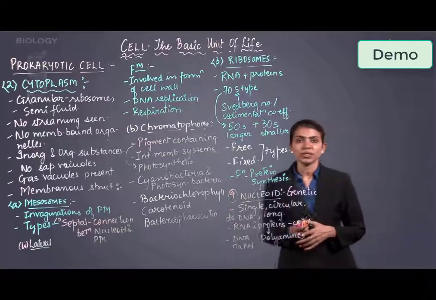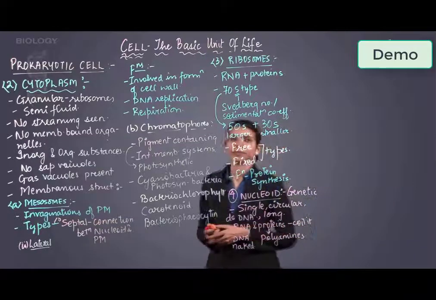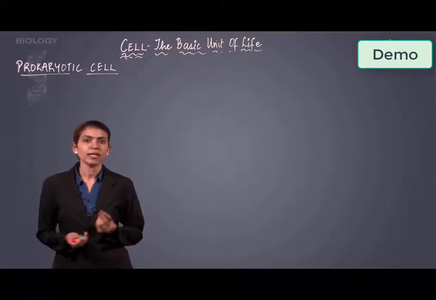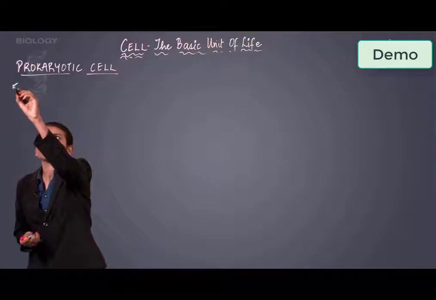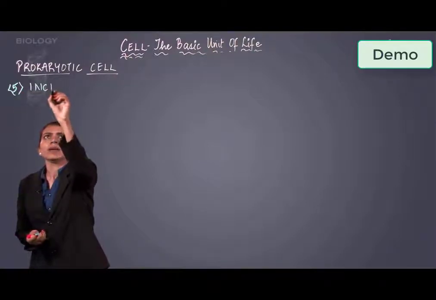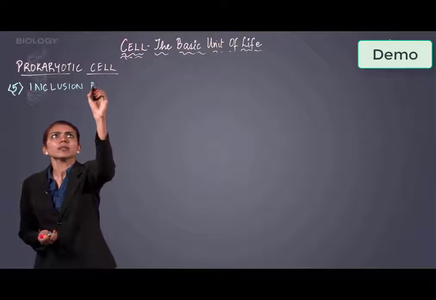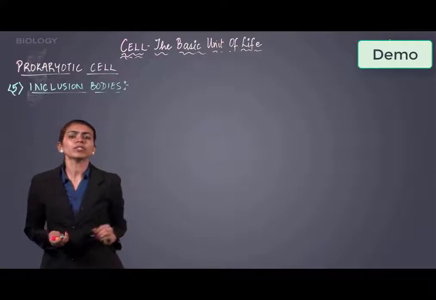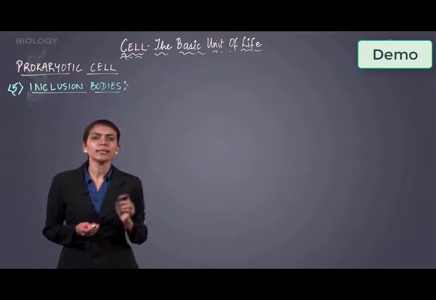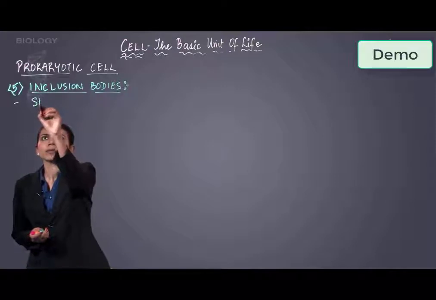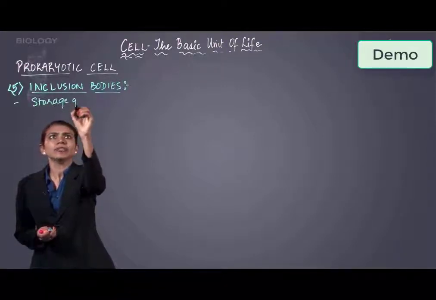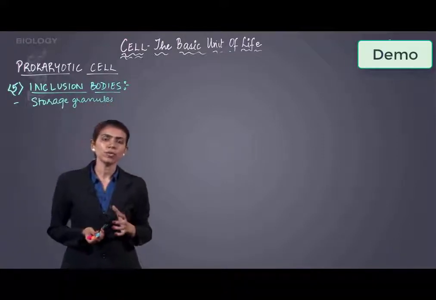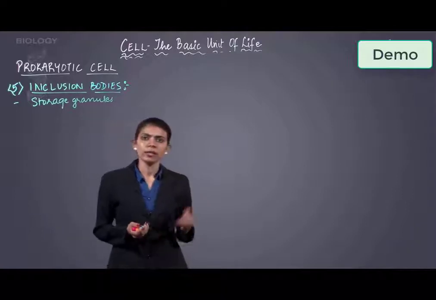Further, we shall go on to the next structure in the prokaryotic cell. Discussing about the structure of the prokaryotic cell, we go to the next part of the prokaryotic cell, which are the inclusion bodies. Now, inclusion bodies are certain structures in the cytoplasm which store some granules. So these are basically storage granules, and they lie freely in the cytoplasm. These inclusion bodies are of three types. They may be gas vacuoles, they may be inorganic or organic bodies.